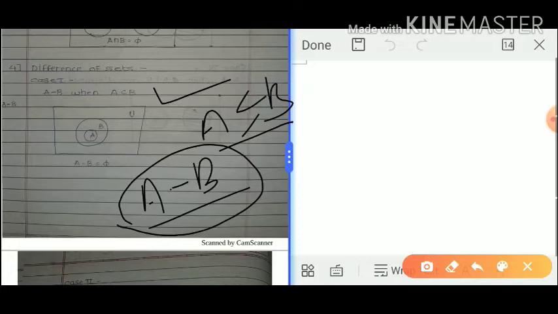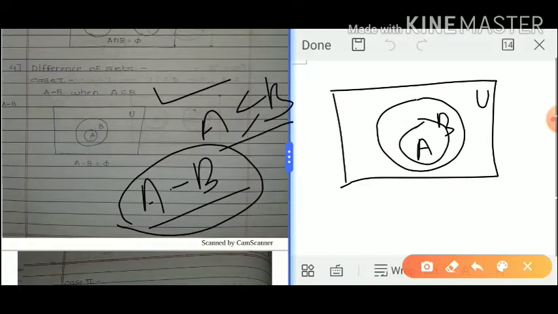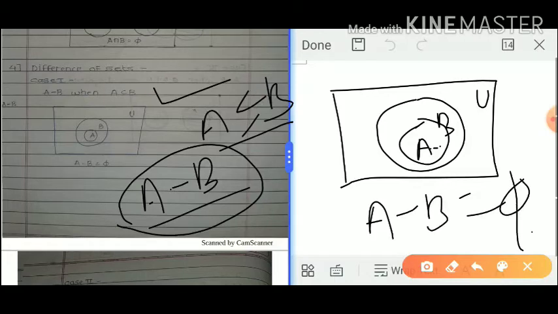So the answer is null, because when we consider the elements of A we cannot choose any of them; we have to discard them, because all of them are also in B. The main condition is all the elements of A but not in B. That is the difference of sets. But here A is a subset of B, so all the elements of A also belong to B. That means the null set. Suppose this is the U set, this is B, and this is A, because A is a subset of B. Here A is also part of B. That means A minus B equals φ, the null set.